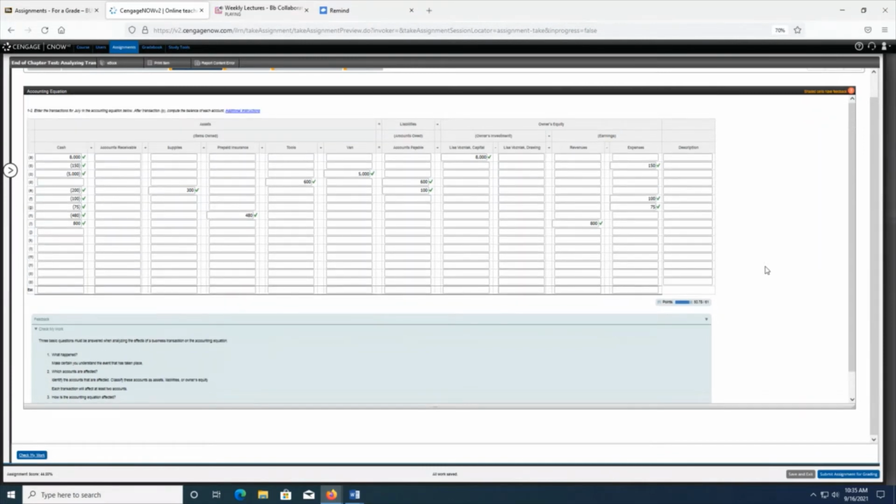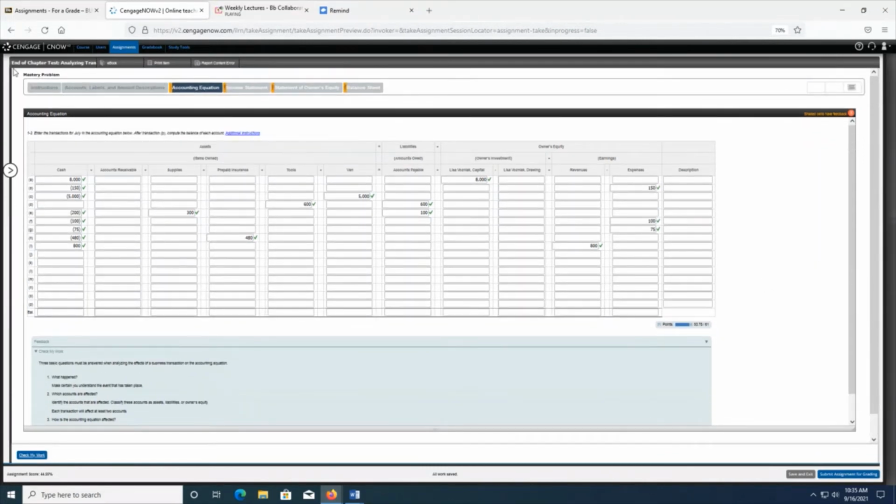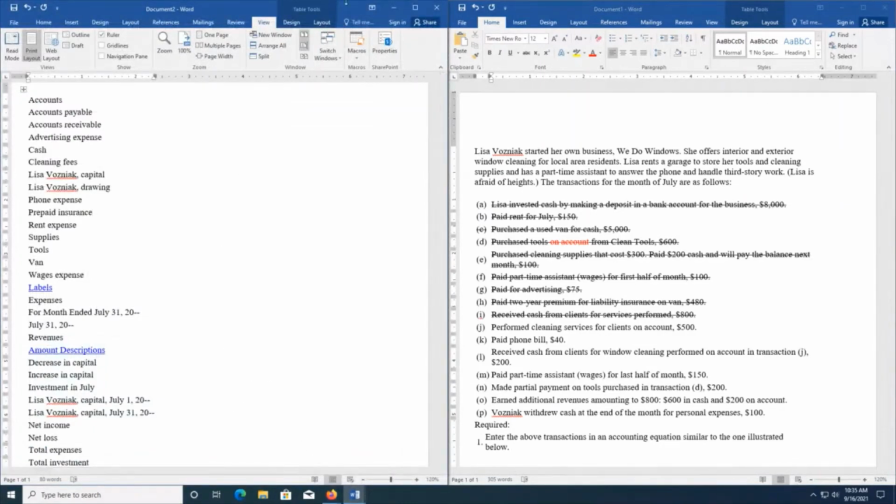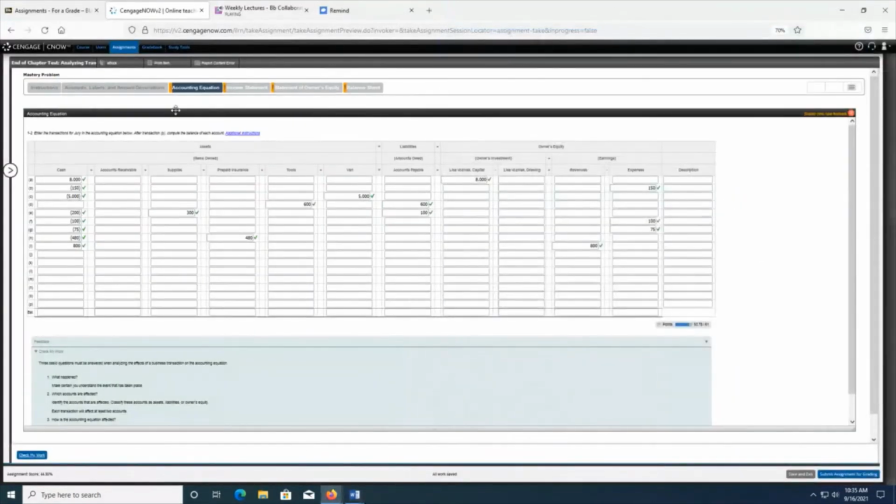Okay, we look up here. We have the instructions, and that was what we put here. These are our instructions. We have the account labels and the amounts descriptions. That is this. All right. So we have the accounting equation, which is this right here, but now we have the income statement, the statement of owner's equity, and balance sheet. These four things are what gets graded. These are the instructions and what we're going to use to do that.